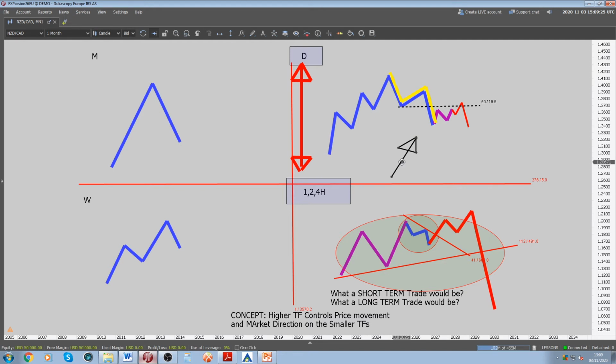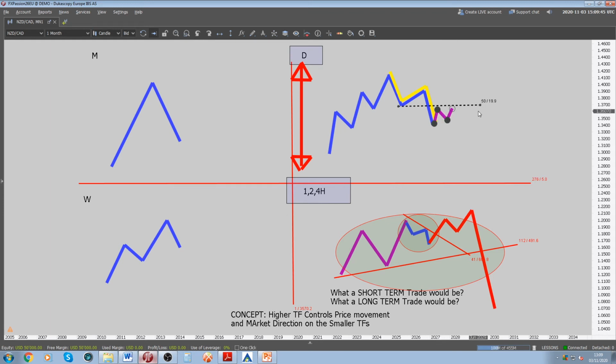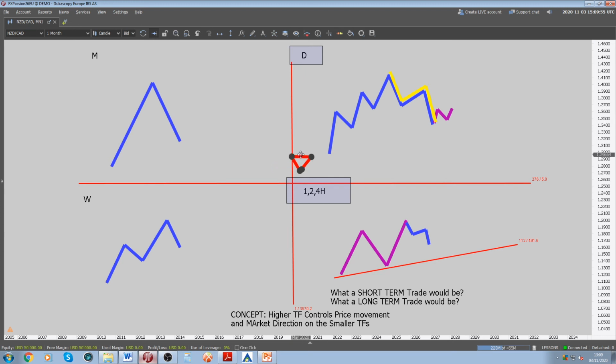Okay. Can I delete this? Can I delete the short-term trade? So we can address what is going to be the long-term trade. Okay, let's delete, or maybe not this one. Let's delete. Okay. What about the long-term trade from the 1 hour, 2 hour, 4 hour time frame?